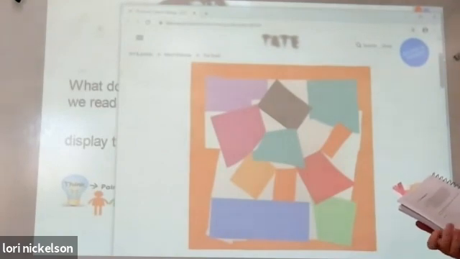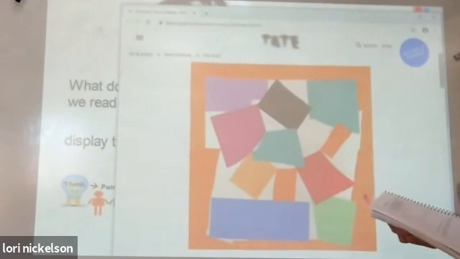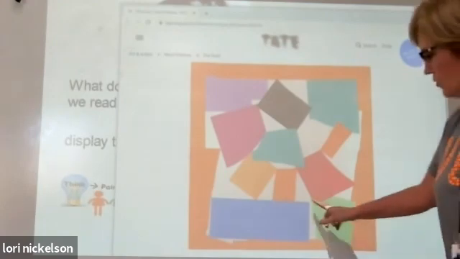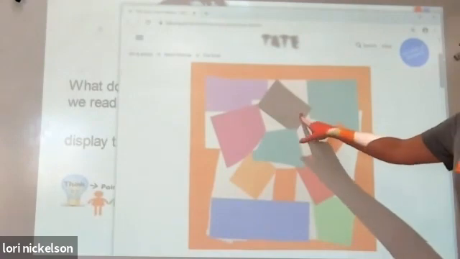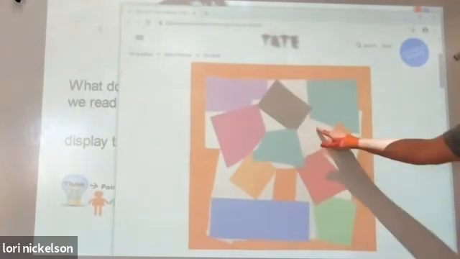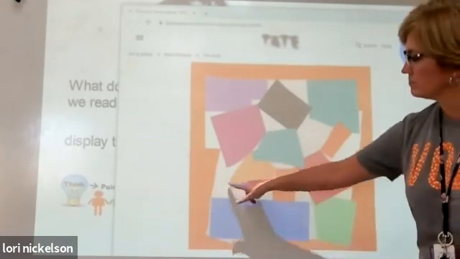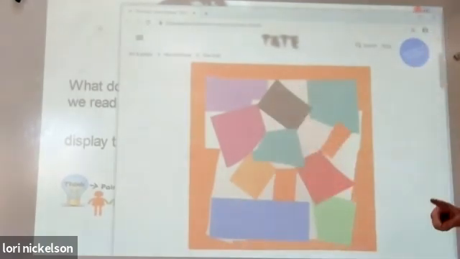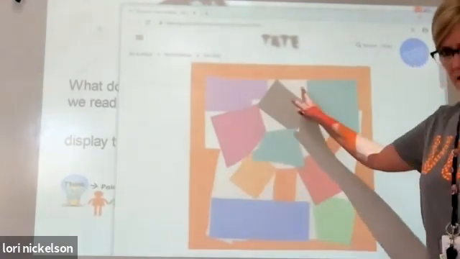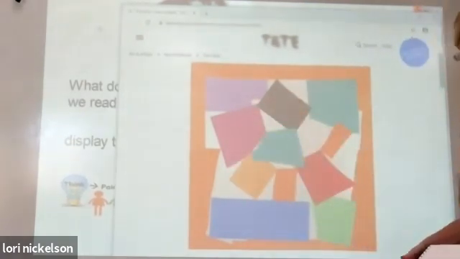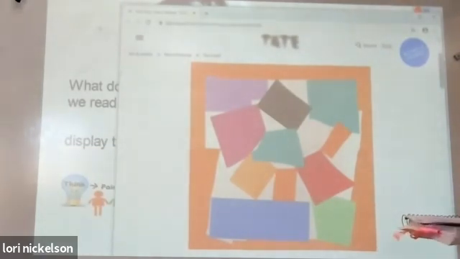All right, so let's think about this. What do you notice? I notice the colored shapes. I notice there's a big blue rectangle down here. I notice there's one black one. Notice there's a bunch of white spaces. I also notice it kind of goes in the shape of a snail, doesn't it? Wow. Kind of interesting, huh?